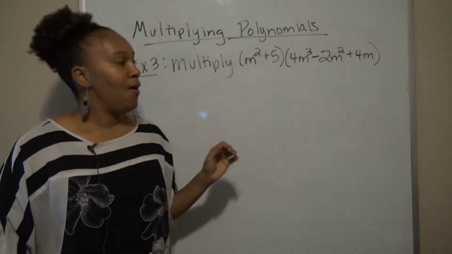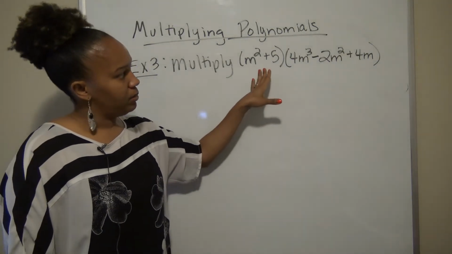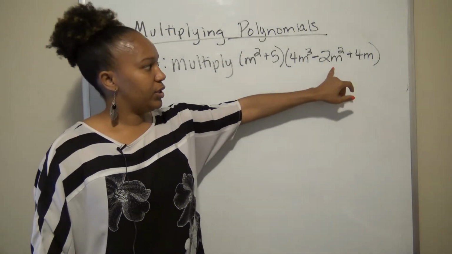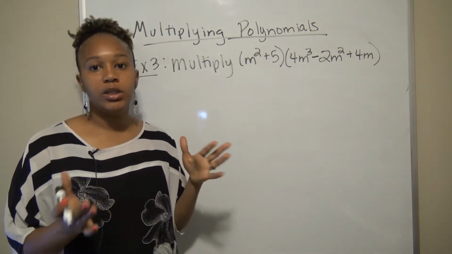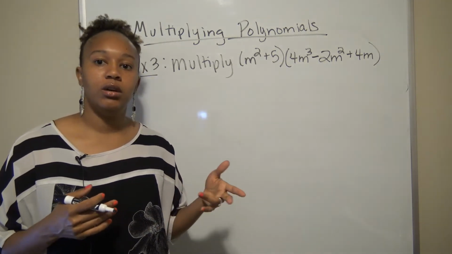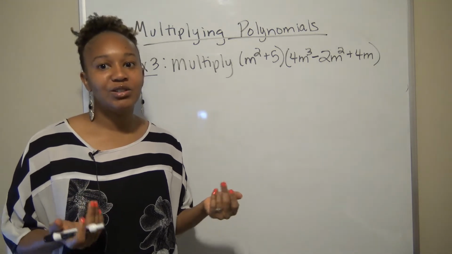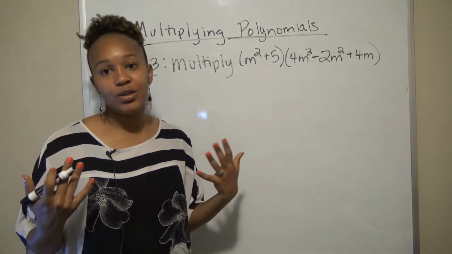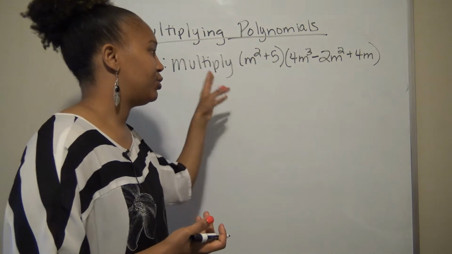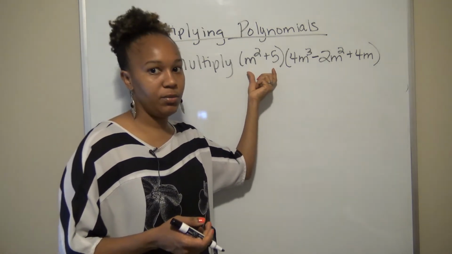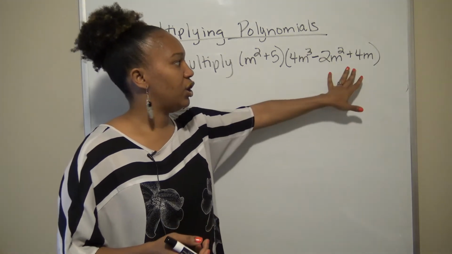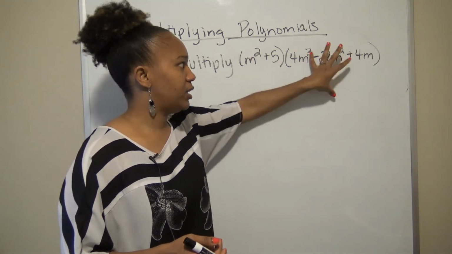For example 3, we want to multiply m squared plus 5 times 4m to the third minus 2m squared plus 4m. With this particular example, I want to show you how to multiply using something that's not really called the distributive property, but it's sort of like it, because what you're going to do is distribute each term of the first polynomial to each term of this polynomial.